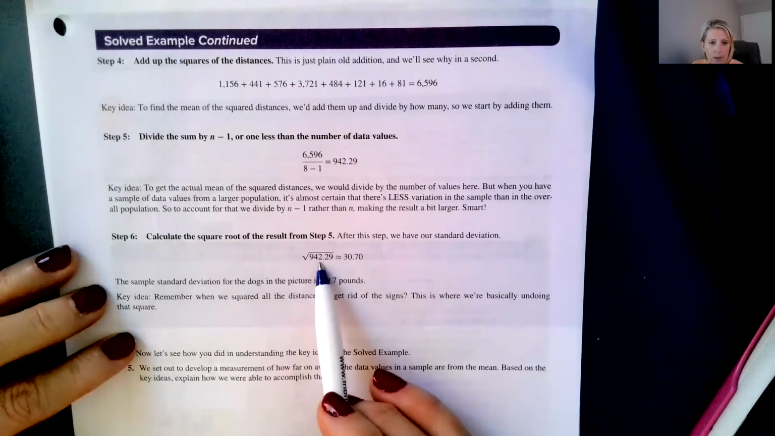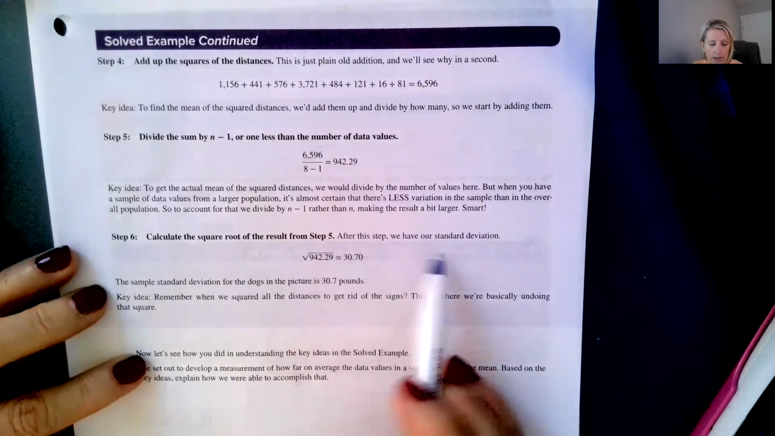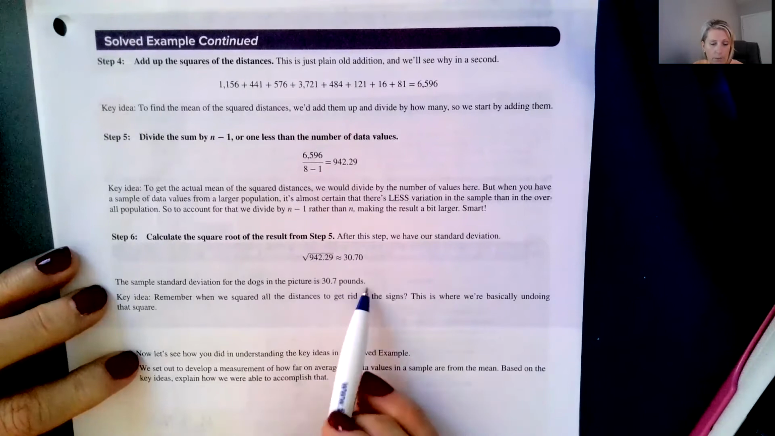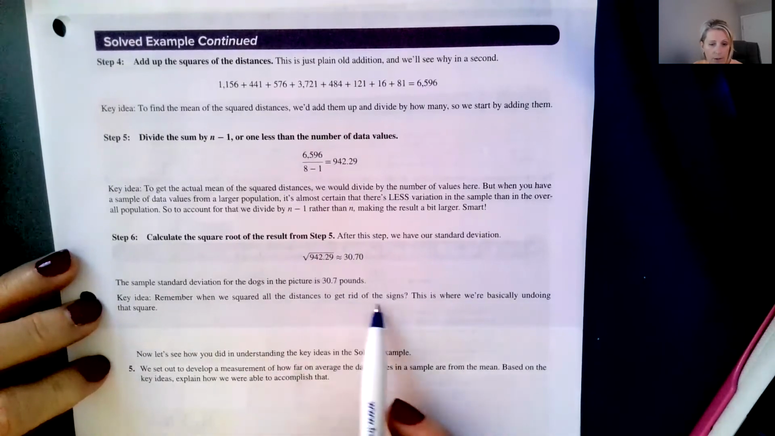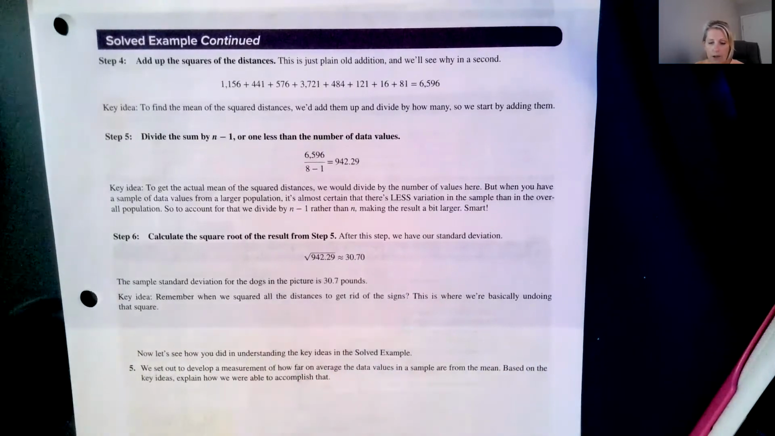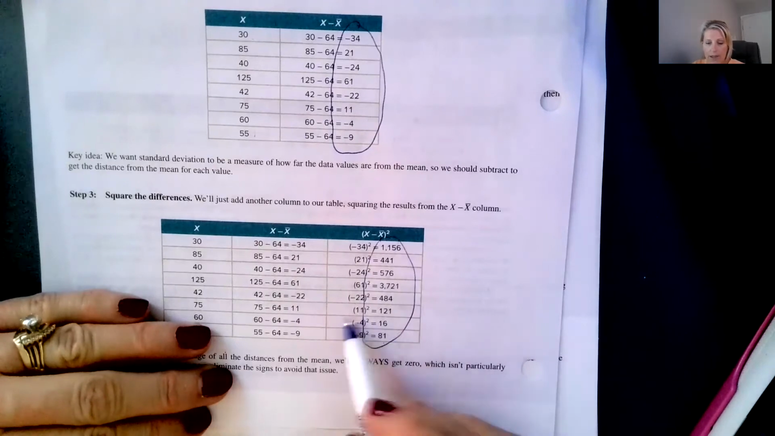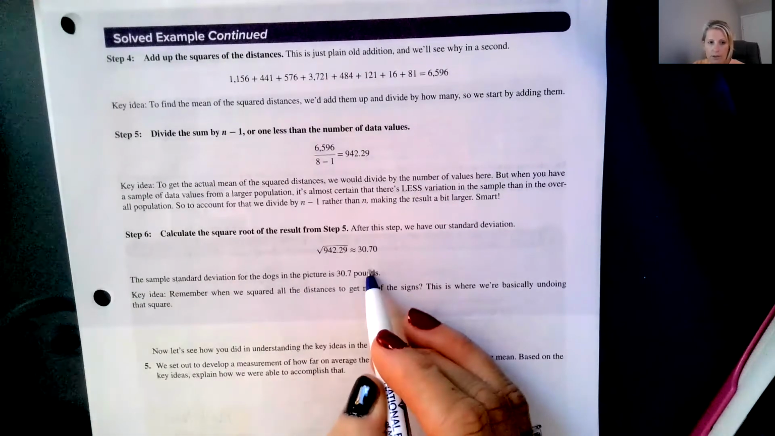So then we're going to take the square root of that averaged value. After this step, we have our standard deviation. The sample standard deviation for the dogs in this picture is 30.7 pounds. The key idea is, remember when we squared all the distances to get rid of the signs? This is where we're basically undoing that square. So we squared all of them and they seemed really large and inflated. Remember all these really large numbers we got by squaring them? Now that we've got the average, we're going to square root it. So we're going back to our unit of measure of pounds.